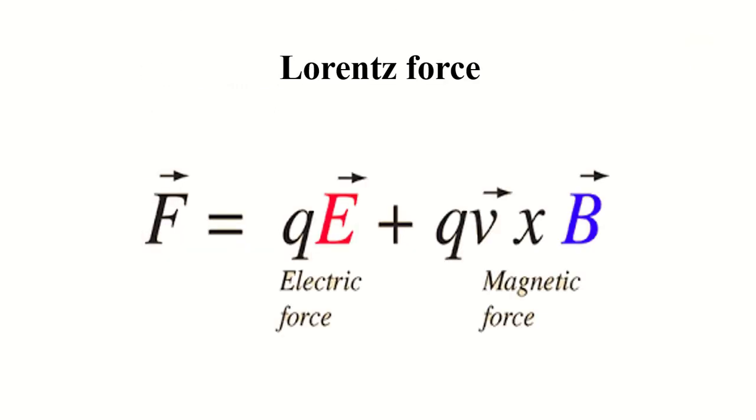Now our next topic is Lorentz force. What is Lorentz force? We are going to discuss now. Before that, let me tell you the expression of the Lorentz force. F equals QE plus Q into V cross B, where E is the applied electric field. V is the velocity of the charge, B is the magnetic field. Now QE plus Q into V cross B: this is the electric force, this is the magnetic force.